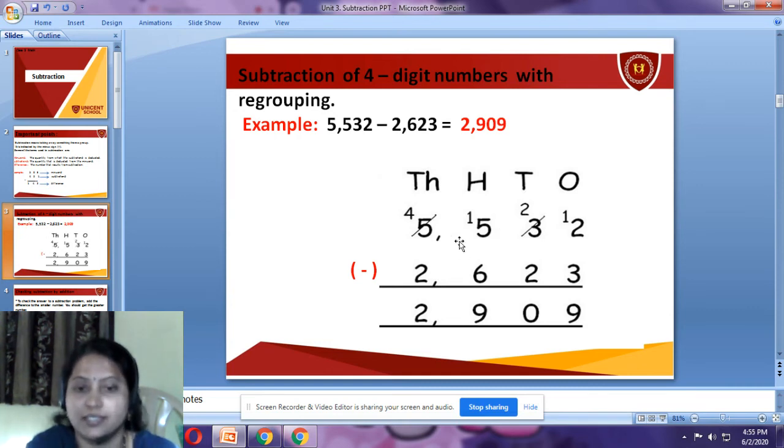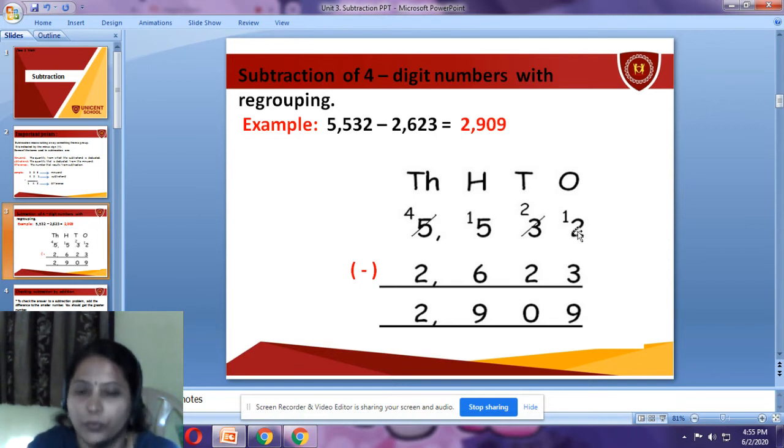Children, here you must know the basic rule for subtraction. Always the greatest number should be written on top, and the smallest number should be written at the bottom, because from the smallest number we can't subtract the greatest number. So we have written the greatest number first and the smallest number just below that. Now let's see how to subtract the four-digit numbers.